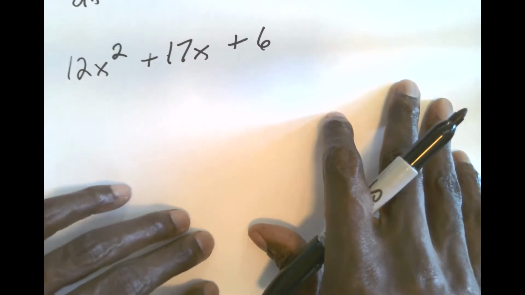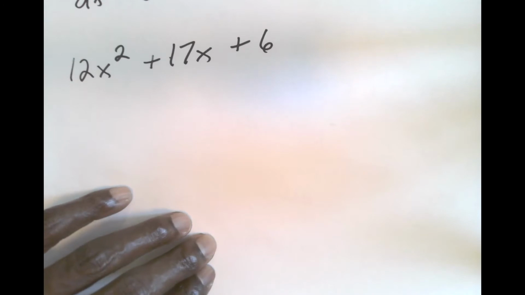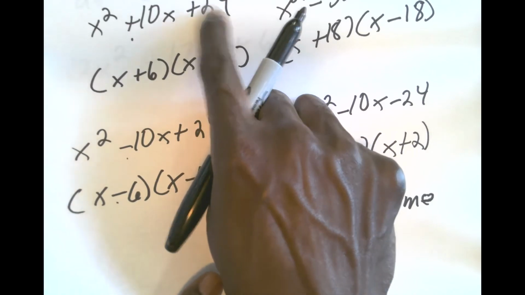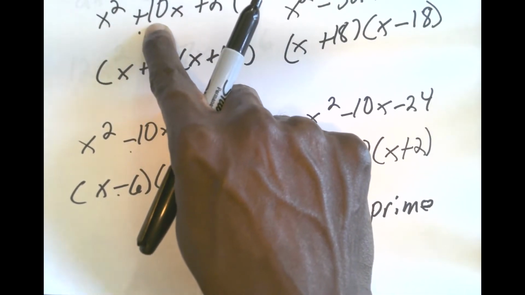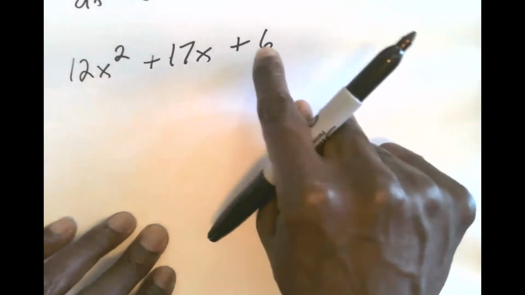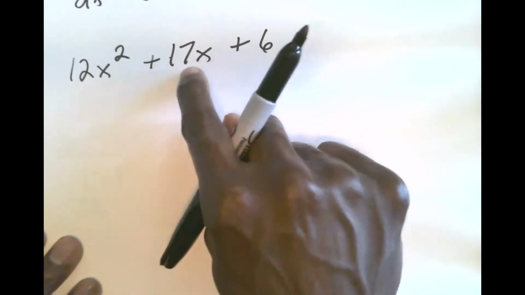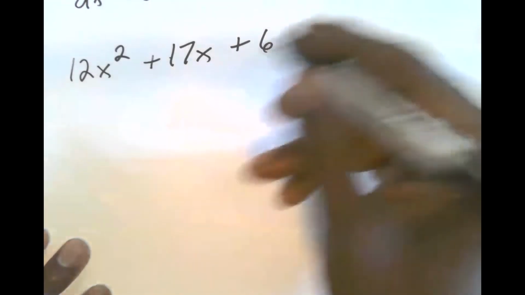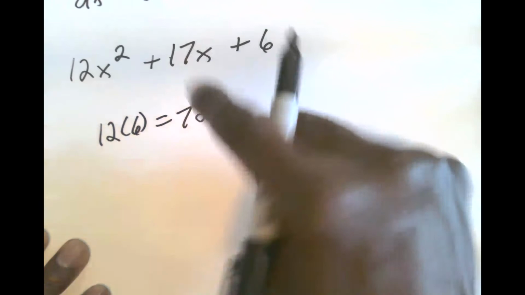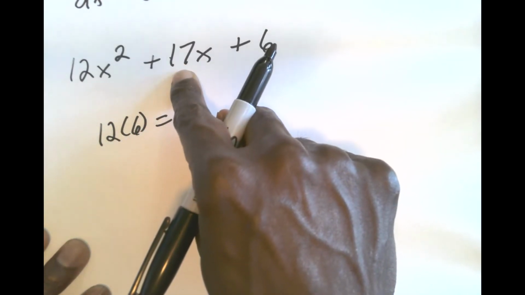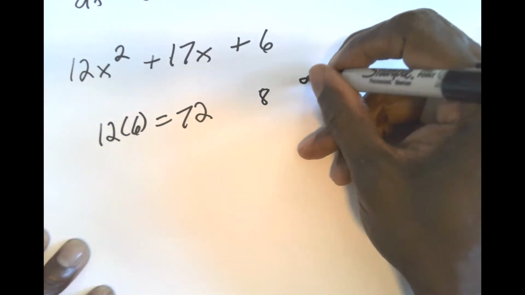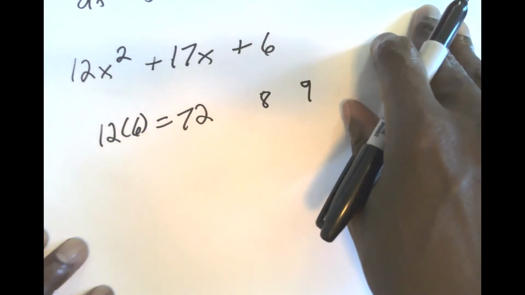So if we go back to the problems we just did a second ago, notice I was looking for a number that multiplied to give me 24 and added to give me 10. I'm essentially going to do the same thing here, except I'm not going to look for a number that multiplies to give me 6 and adds to give me 17. I'm going to look for a number that multiplies to give me 72. That's AC, A times C. That gives me 72 and adds to give me 17. So I think you would agree those numbers would be 8 and 9. All right, positive 8, positive 9.